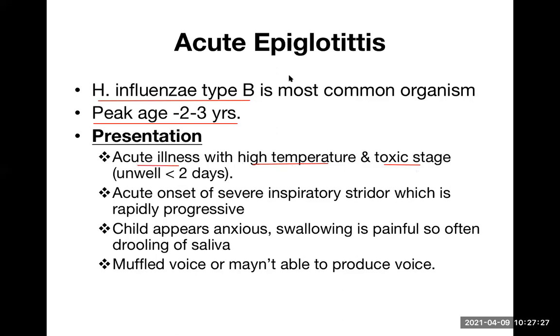This is an acute illness, so the history is quite short, usually less than 2 days. There is acute onset of severe inspiratory stridor, which is rapidly progressive. This stridor is a high-pitched sound, so parents can hear this comfortably, and they're very afraid that when the baby is breathing, this particular sound is heard from the airway. And in no time, the baby looks very sick, so they are quite agitated and afraid. So they quickly bring this type of baby to the hospital.